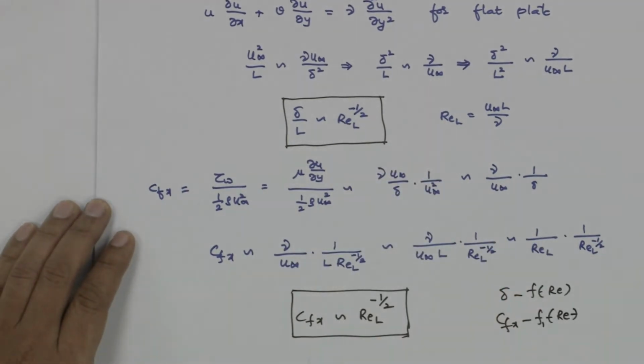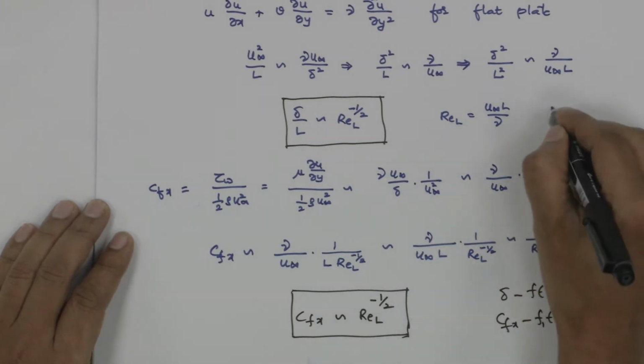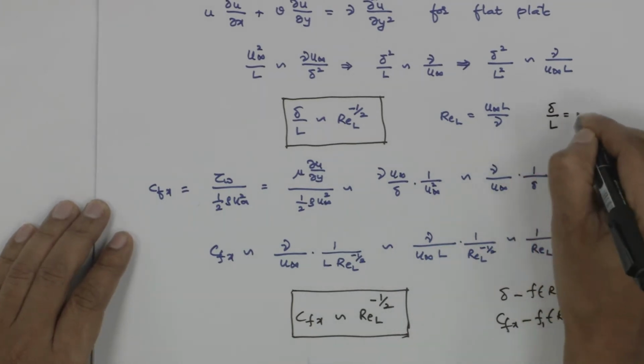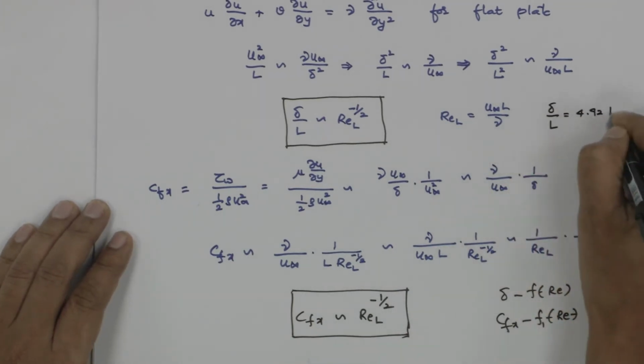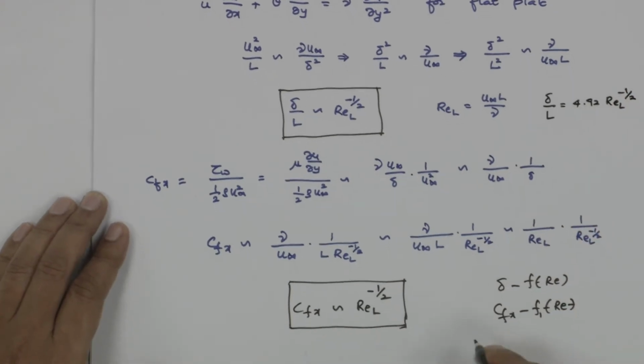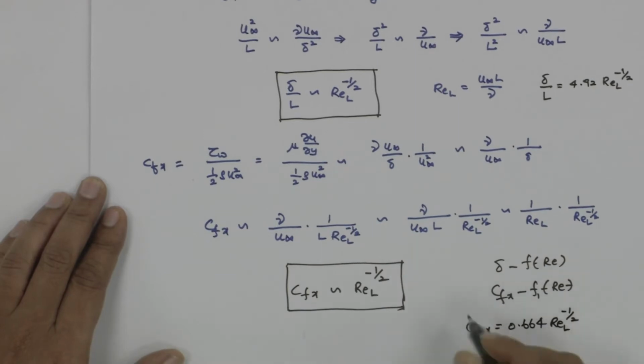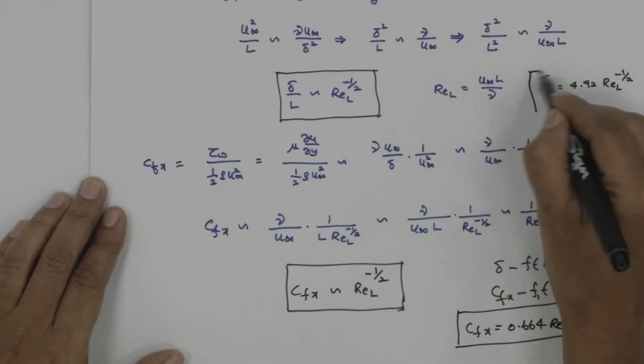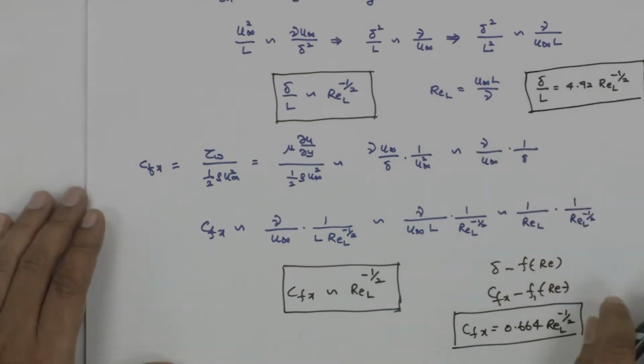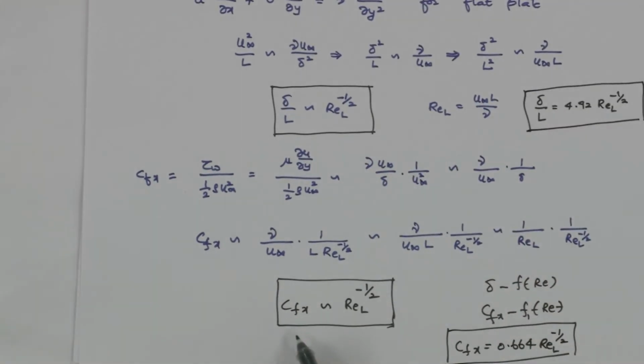If you really derive that from similarity or integral approach, you are going to get delta by x as 4.92 Re_x to the power of minus half, and C_f of x is equal to 0.664 Re_x to the power of minus half. So from the scale analysis, what is it that we have found? We have found that C_f of x decreases with the increase of the Reynolds number.